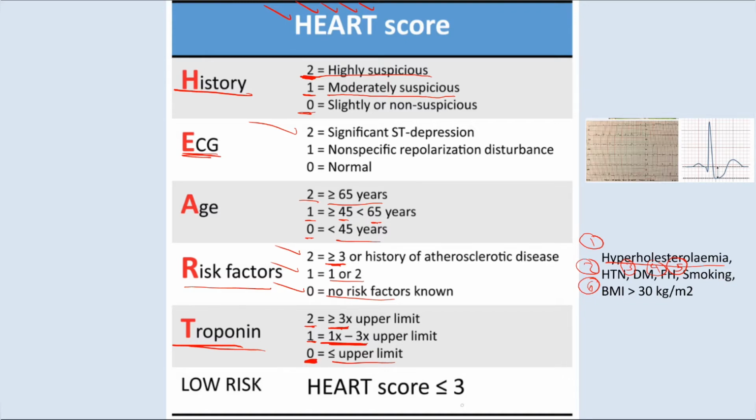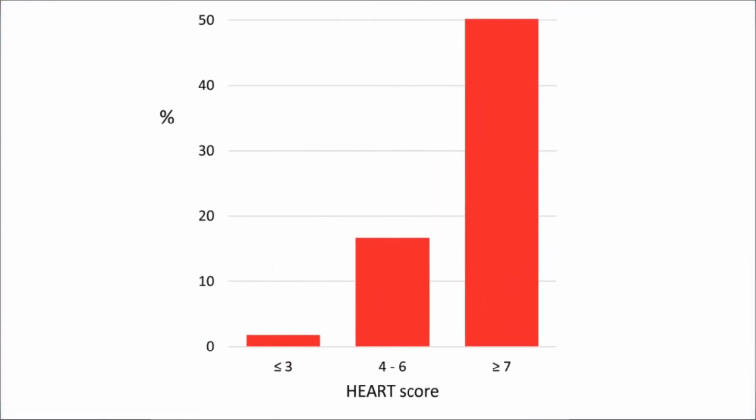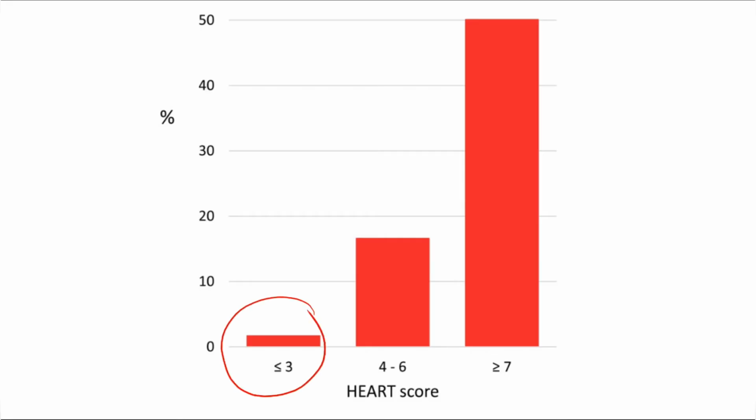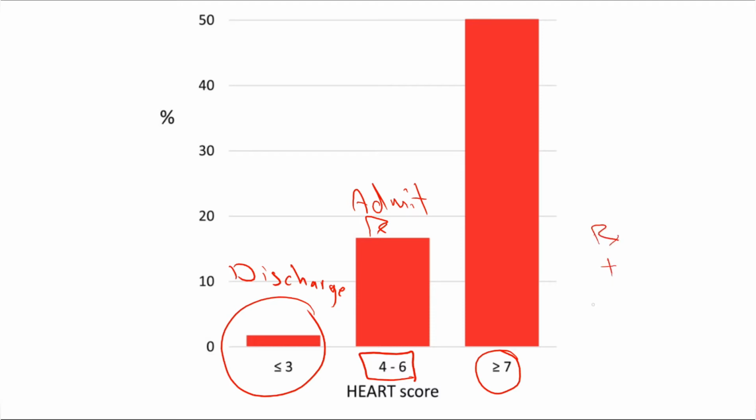So any score of 3 or less is regarded as a low score. Patients who have a low score can be discharged. This depends on a case-by-case basis, but usually you can discharge these patients. If the score is between 4 and 6, the patient should be admitted and receive treatment. For patients with 7 or more, you have to admit, start treatment, plus send the patient for acute, primary PCI.